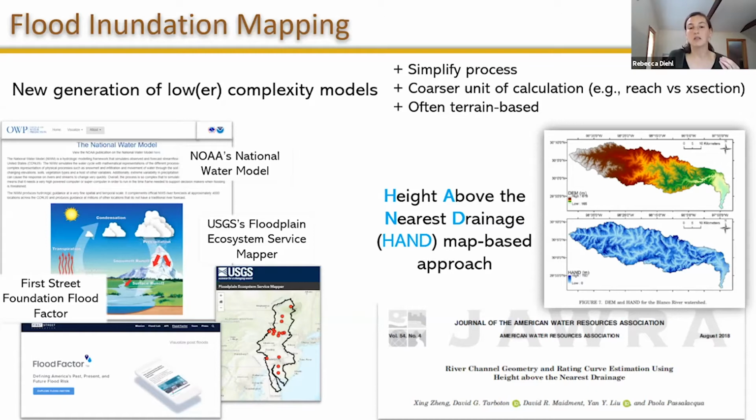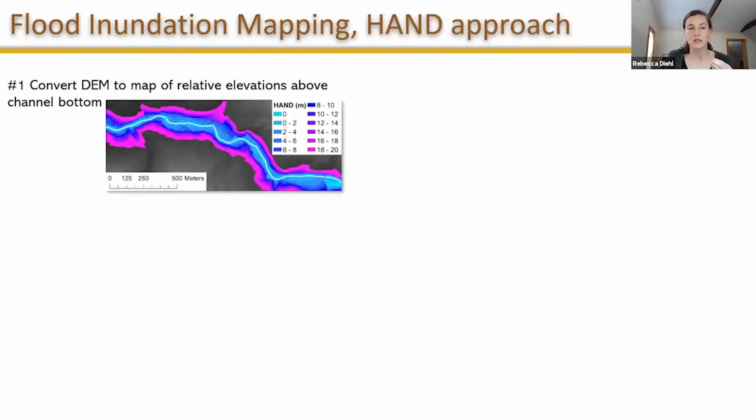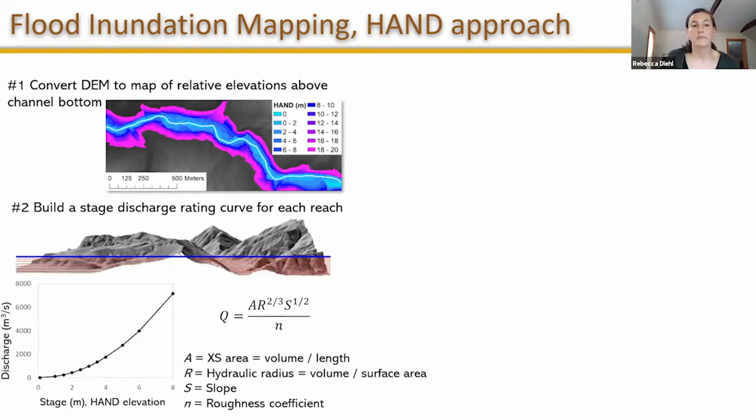I just want to take a minute to walk through what this approach really means, in three really simple steps. The first step is, again, to convert a DEM, so absolute elevations, into a map of relative elevations above the channel bottom. There's an example here. The second is to then use that map to build a stage-discharge rating curve for each reach, or each unit of analysis. In our application, and many applications, they use Manning's equation, which is an empirical relationship that takes information about the underlying topography and hydraulic characteristics and uses that to calculate discharge, which is this Q here.